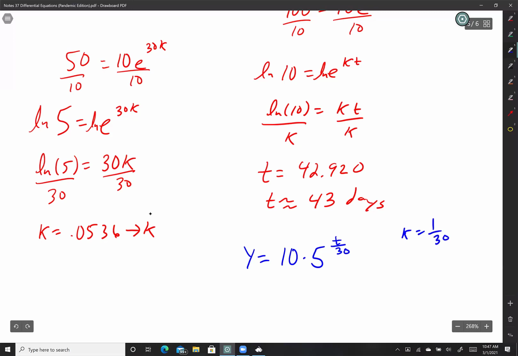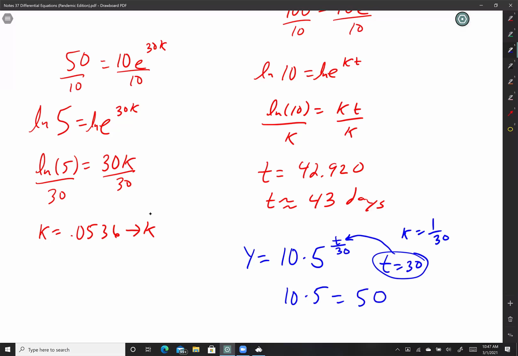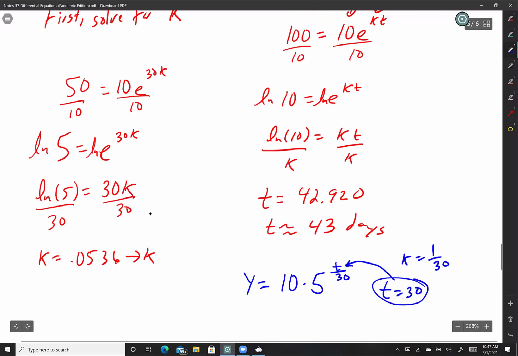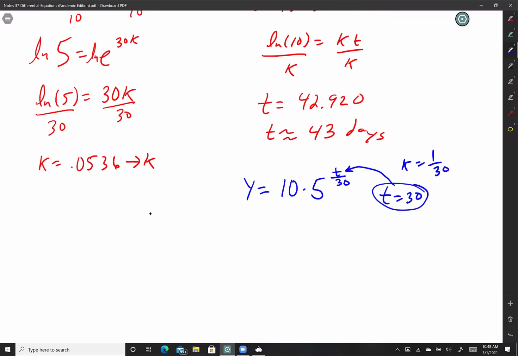Why? Because notice, if my time is 30, do I get 50? I'm just doing this to test. If I plug in a 30 in there, 30 divided by 30 is 1, and 10 times 5 is 50. Do I have 50 hornets at 30 days? It works. Let's see if this would have worked for my formula for 100. I don't know, guys. It could be an epic fail, but I hope I'm pretty good at math, so I'm pretty sure this is correct.